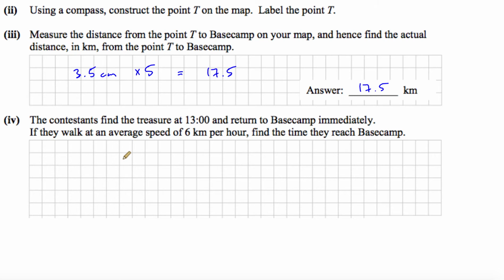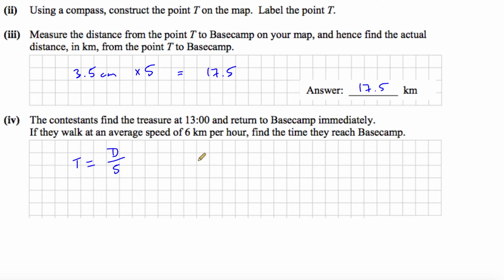Okay, and finally, part 4, the contestants find the treasure at 1 o'clock and return to base camp immediately. If they walk at an average speed of 6 kilometers per hour, find the time they reached base camp. Okay, so we're looking for time, the time they reach. So we're trying to measure time. So we know that time is equal to distance over speed. So we should know that formula off by heart. Time is distance over speed.